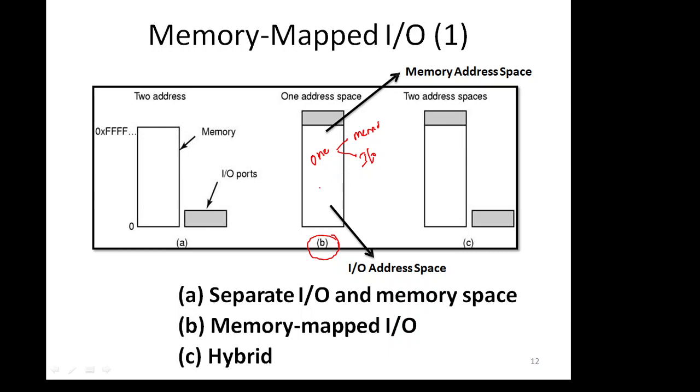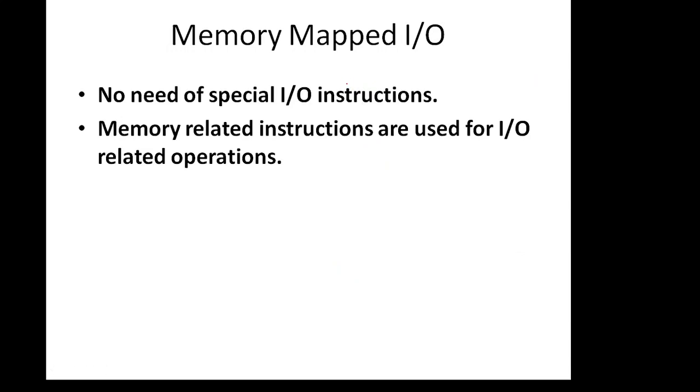Fine. So this is the main point you have to remember when you talk about memory mapped IO. Memory mapped IO means there are no special IO instructions. Why? Because the space which we have provided is going to be used by the memory as well as the IO devices.